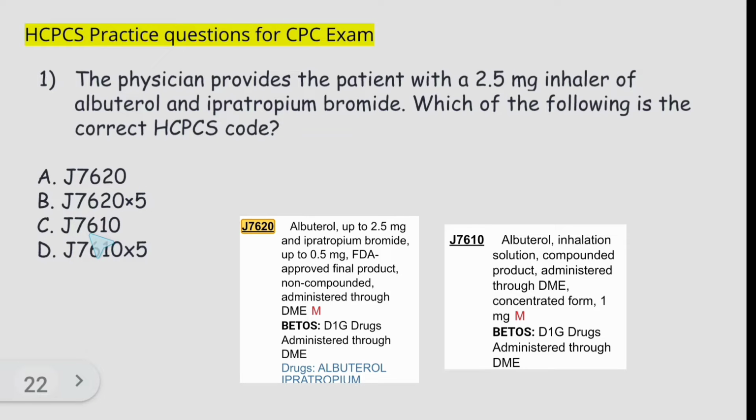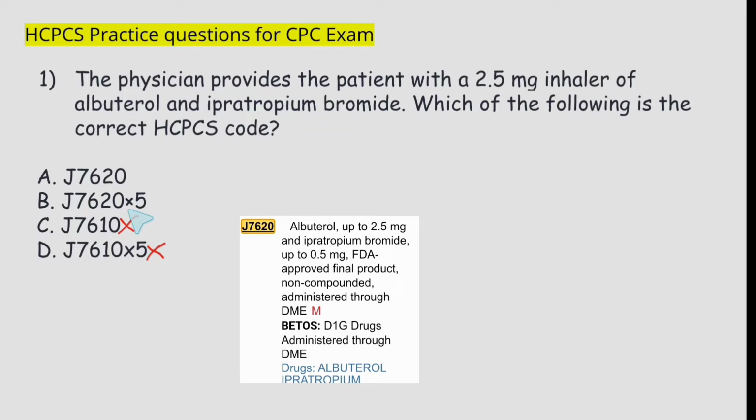Check J7610. J7610 is for albuterol inhalation solution, compounded product administered through DME, concentrated form 1 mg. That is not matching with the question, right? In the question there is albuterol and ipratropium bromide and also it is 2.5 mg. So we'll eliminate option C and D. Now we are left with option A and option B.